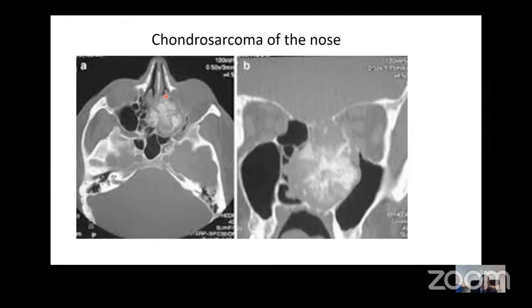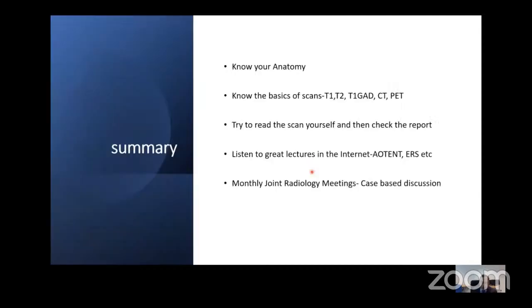This is the last slide. Here is a patient who presented with a nasal obstruction. One can see on the CT a large destructive lesion with calcification within it. So this is a classical case of a chondrosarcoma of the nose.